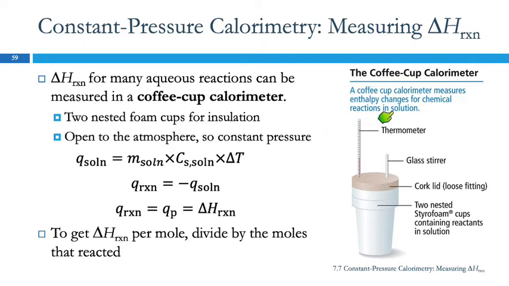This is a very basic constant pressure calorimeter known as a coffee cup calorimeter. It's got two styrofoam coffee cups nested inside of each other, just for a little better insulation than a single cup. It's got a lid here that's just sitting loosely on top. In the picture, this one's made out of cork.